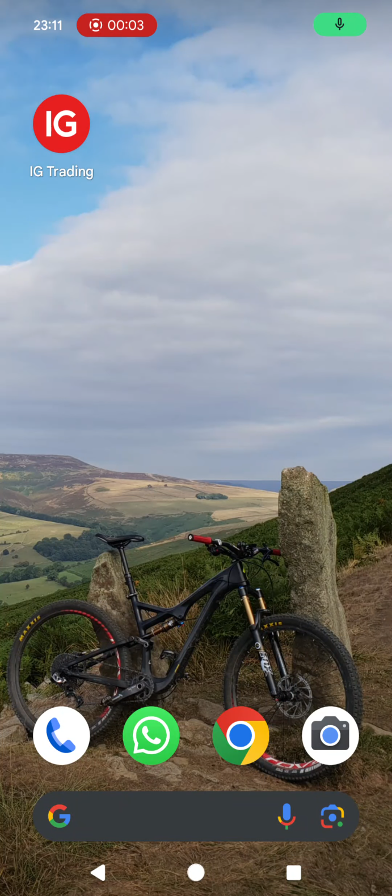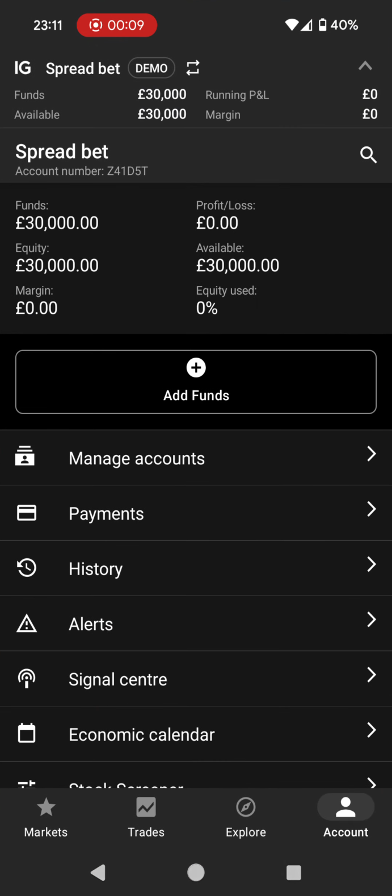Hi, we're just going to have a run through on the IG trading app. I'll just get started. So this is the account page. So bottom right hand corner, you've got manage accounts. So we're on the demo account right now.